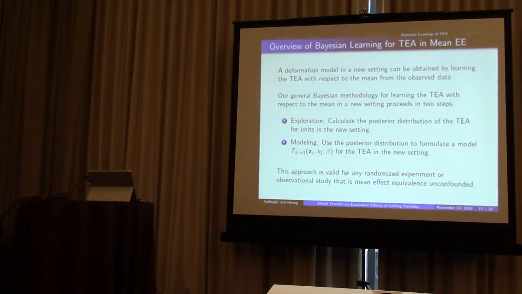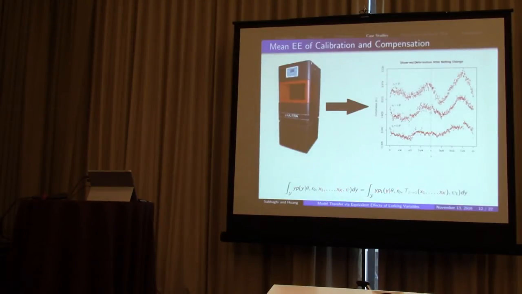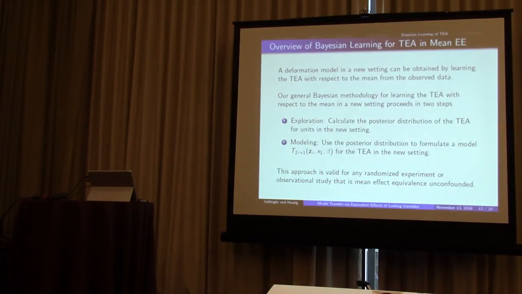And to perform this model transfer in the presence of lurking variables, all we really need to do is learn the total equivalent amount of the lurking variables in terms of an observed base factor. As long as we can learn this total equivalent amount, this t, then we could transfer this model developed under the previous setting of the lurking variables to capture the outcomes under the new setting of the lurking variables. And we'll do this learning under a Bayesian framework.